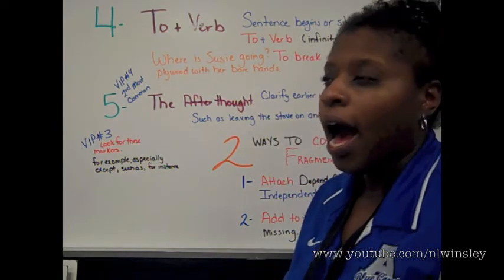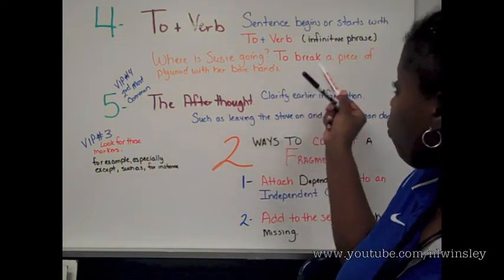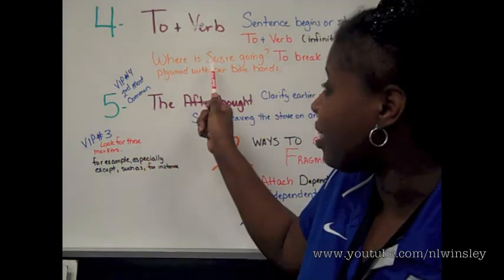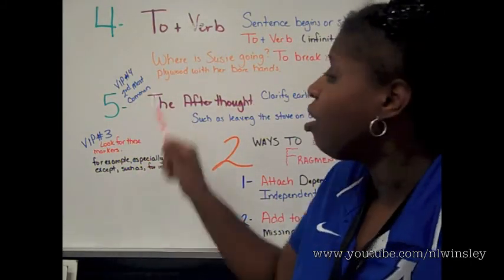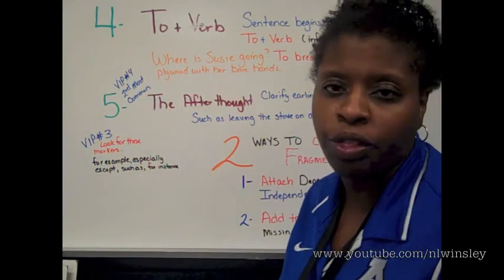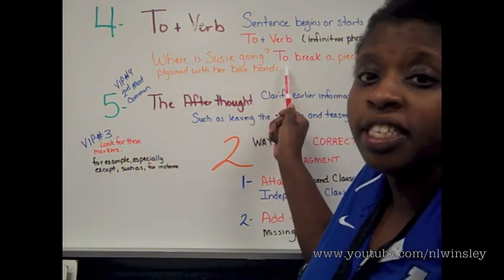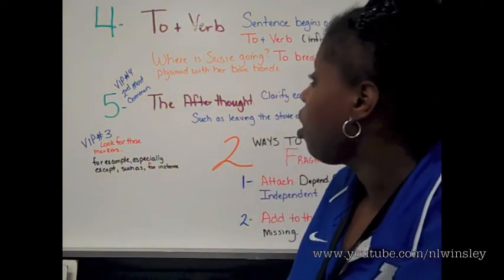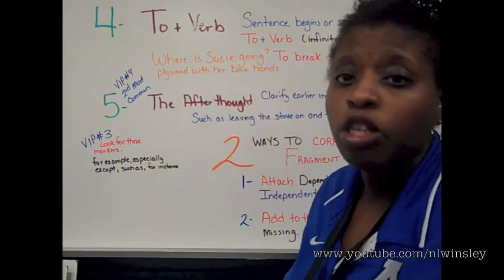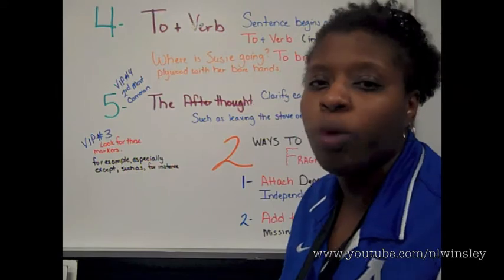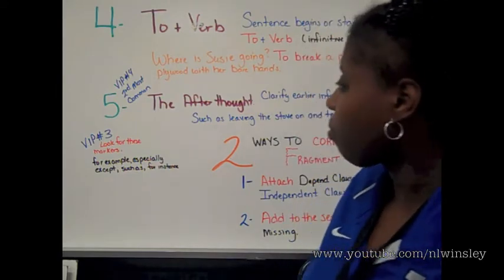Okay. I clearly have my verb, which is to break, but who is breaking? Now, while this previous sentence tells me who is breaking the plywood with her bare hands, this sentence still is a fragment because this sentence has no subject. Where is Susie going? Susie is going to break a piece of plywood with her bare hands.